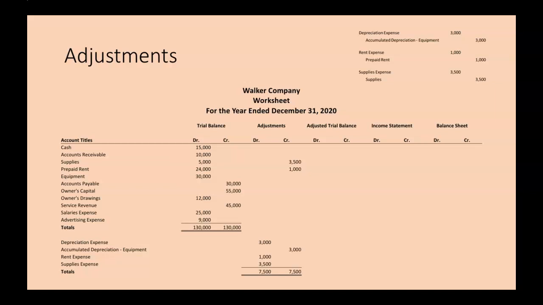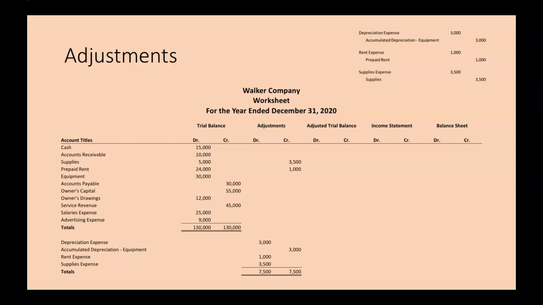So you'll notice that some accounts were added at the bottom. That's because there were some accounts in these adjusting entries that we hadn't already listed on our worksheet. So you'll sometimes have to do that here in the adjustments section. For this first one, you debited depreciation expense and credited accumulated depreciation equipment for $3,000. You'll notice that those two were written down below the rest of the accounts, and we write in the $3,000 in the debit column and the credit column for those accounts.